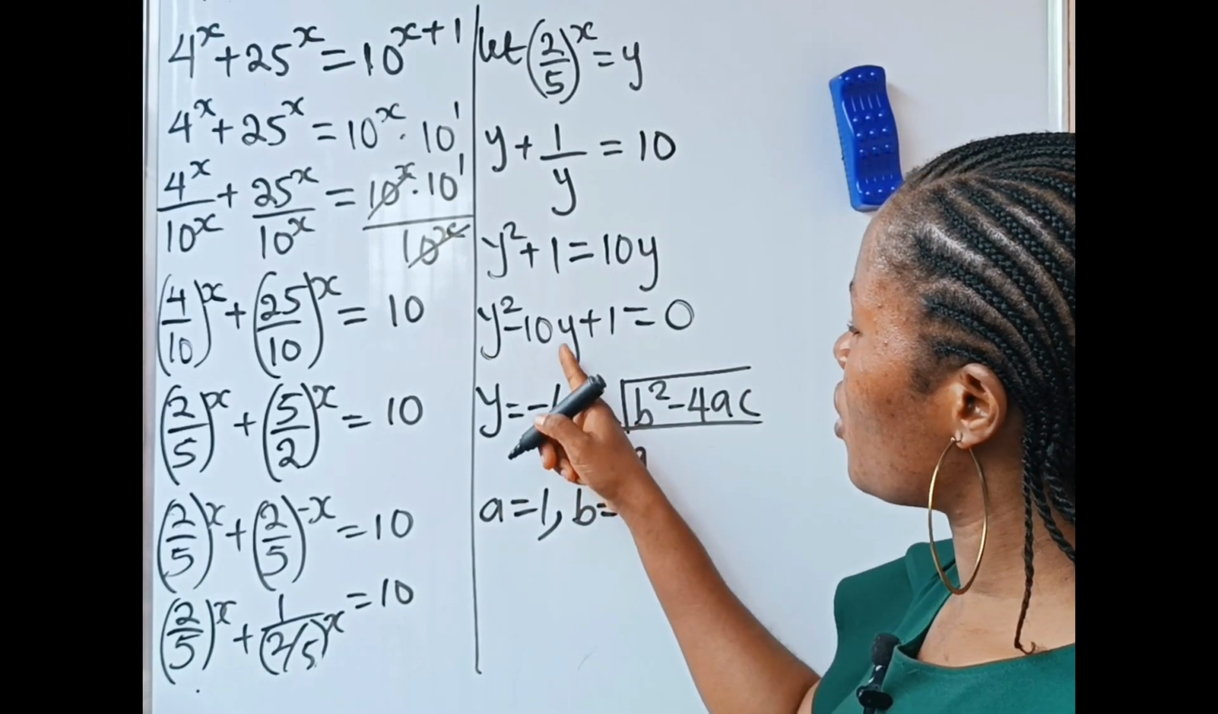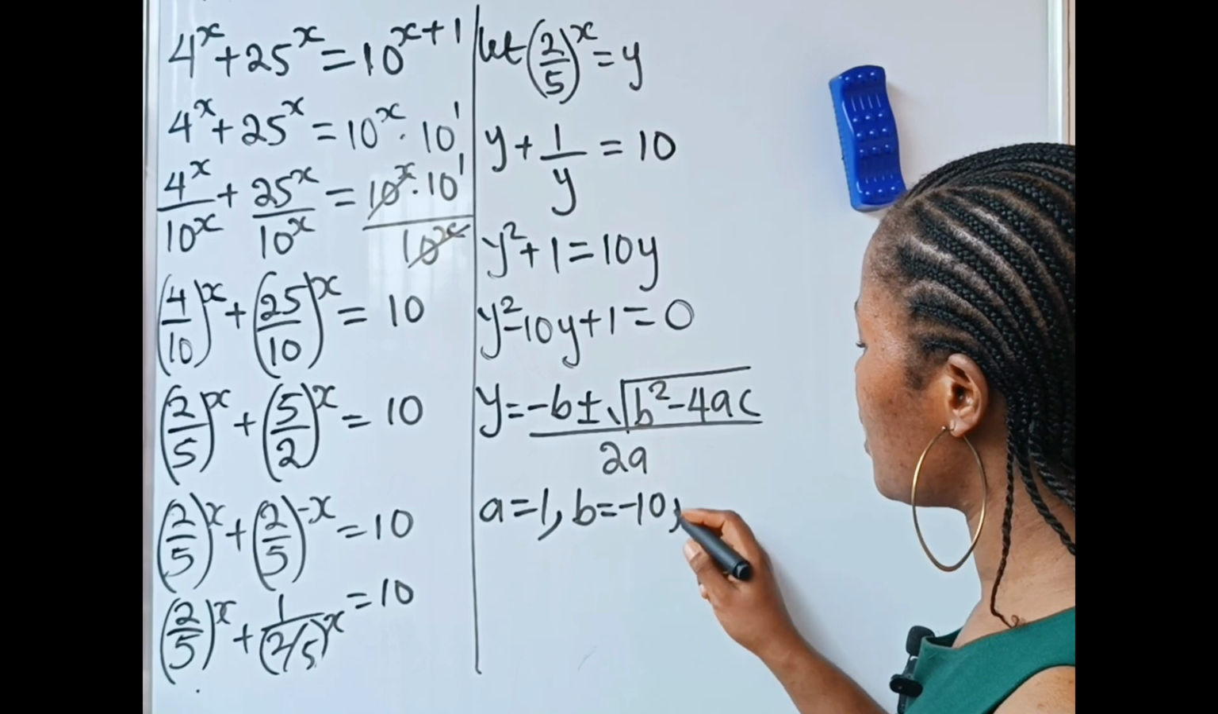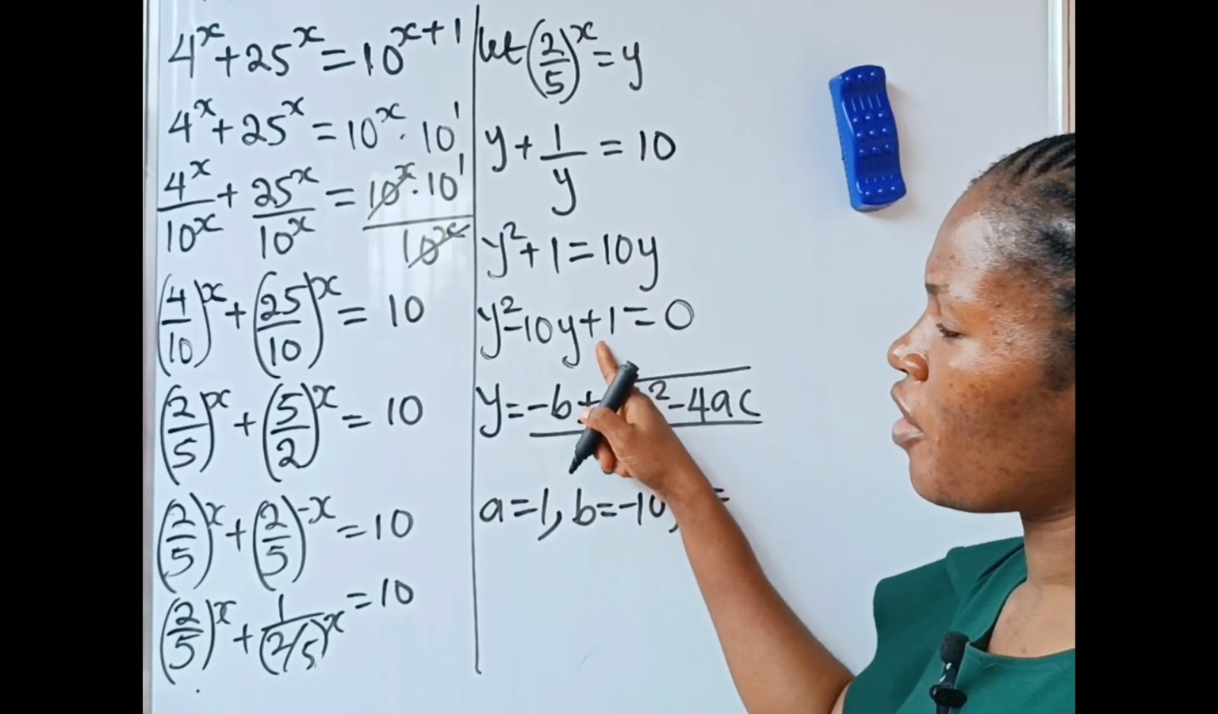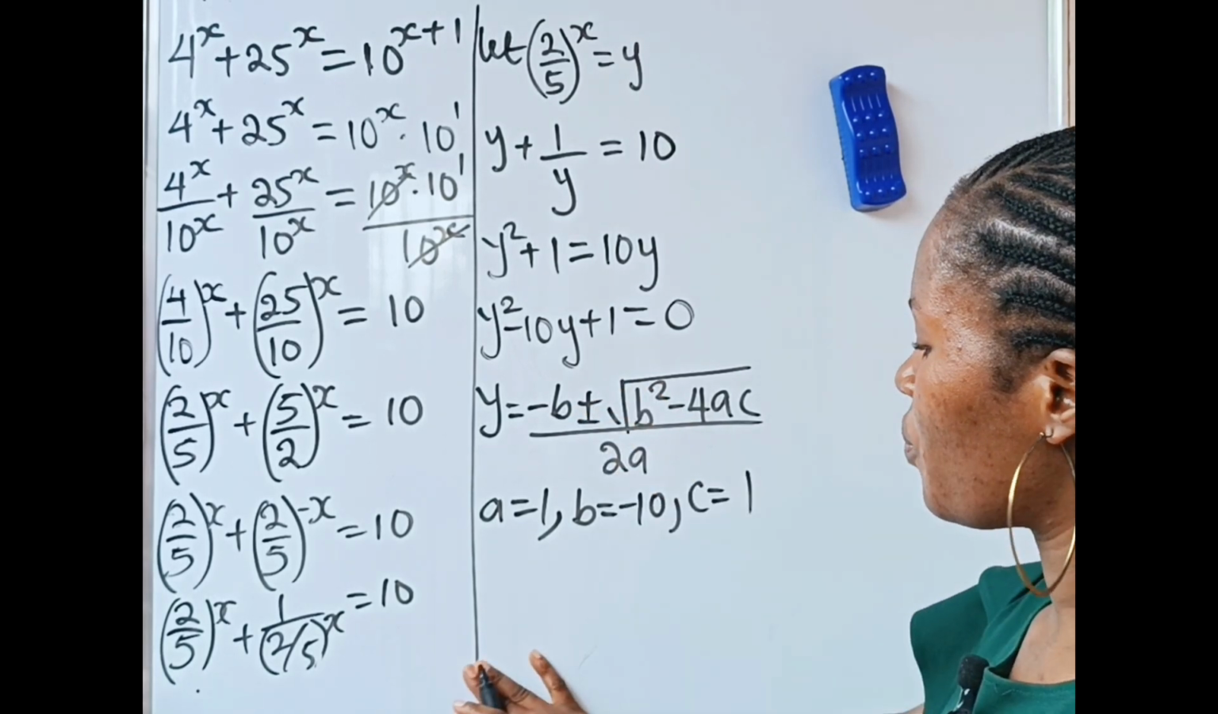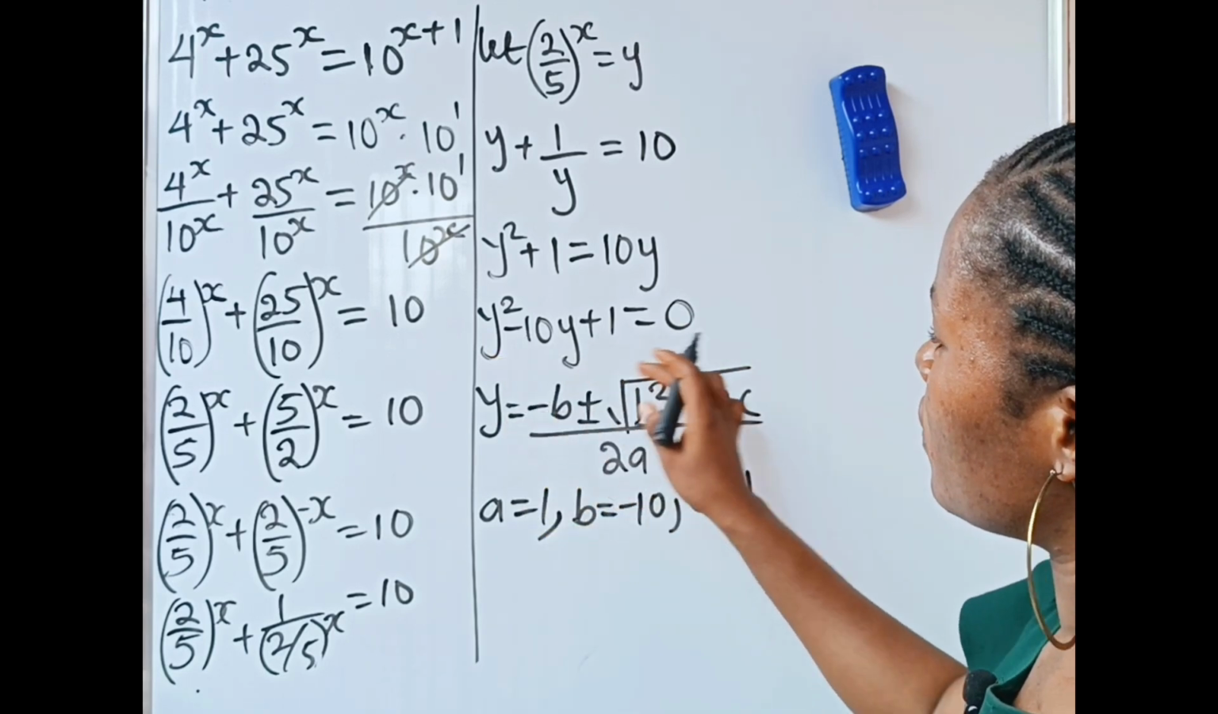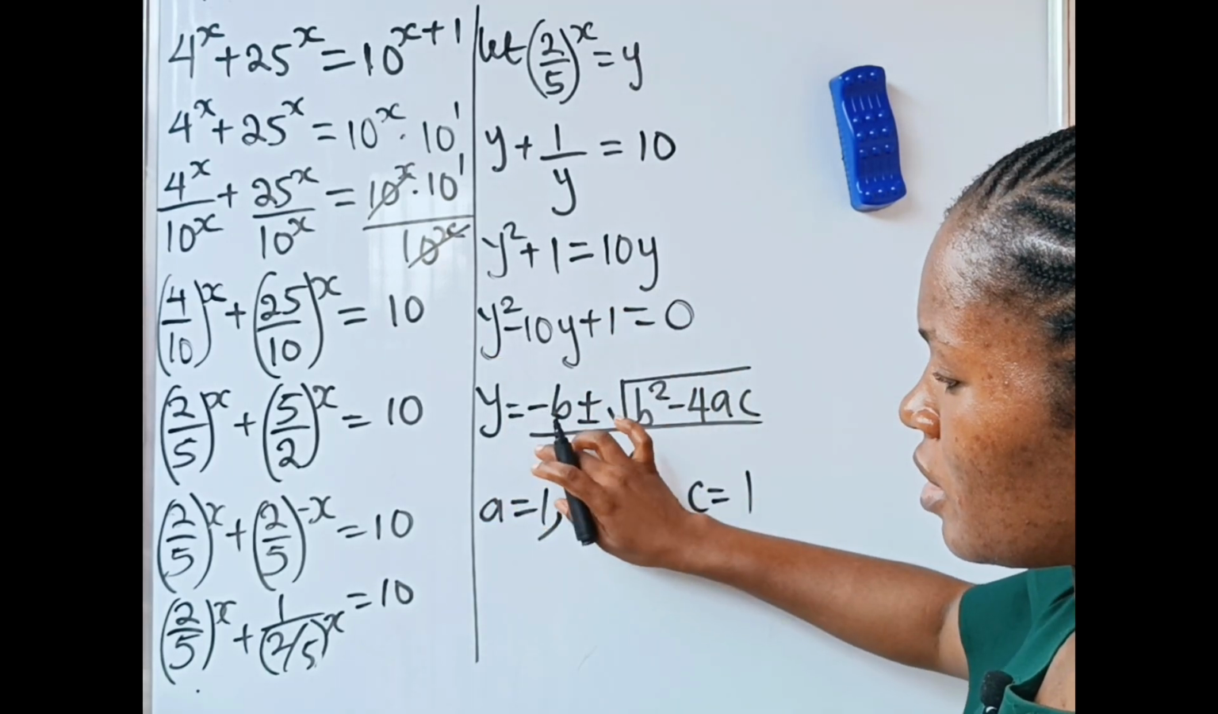Our b is the coefficient of y, which is minus 10. Our c is the constant, which is 1. So we are going to substitute all of this into this equation.